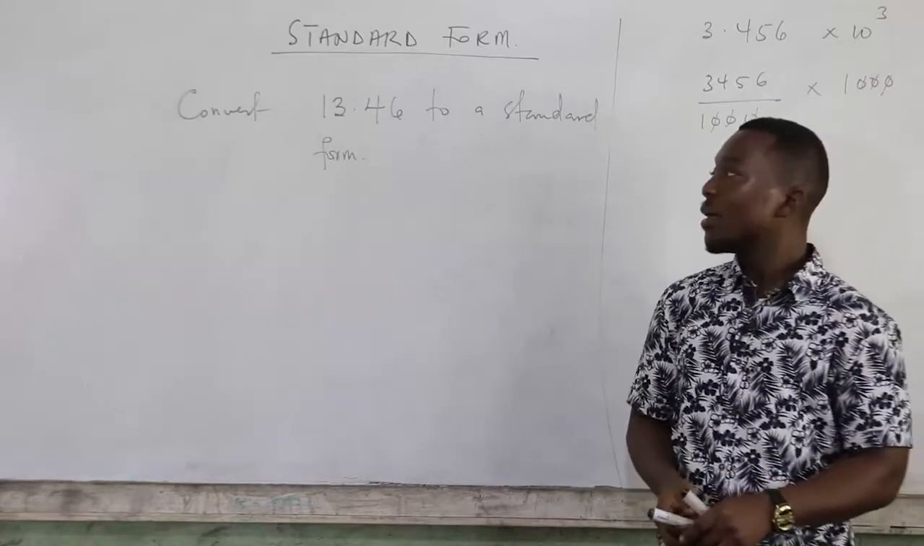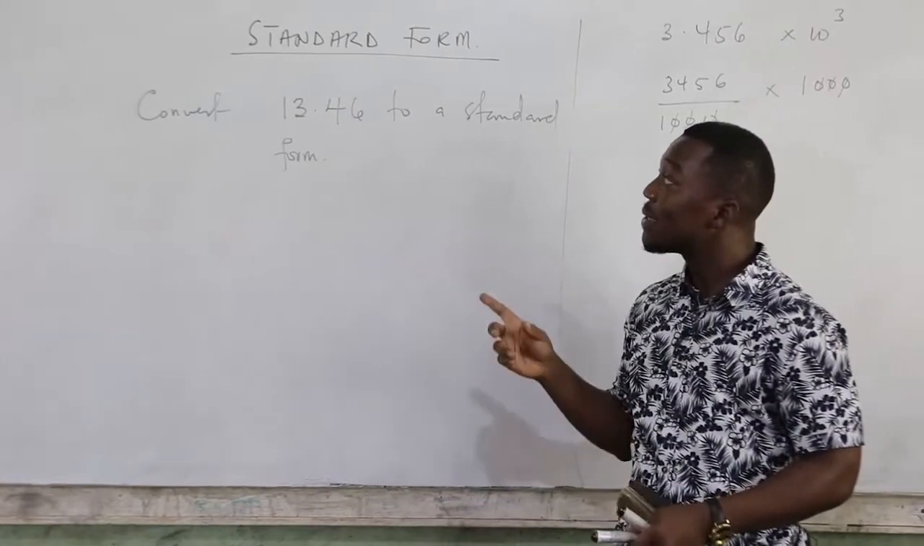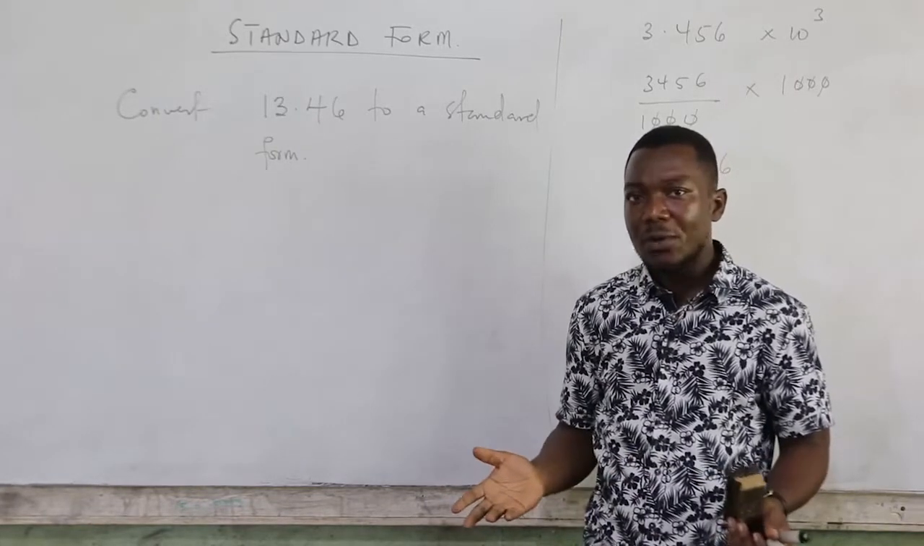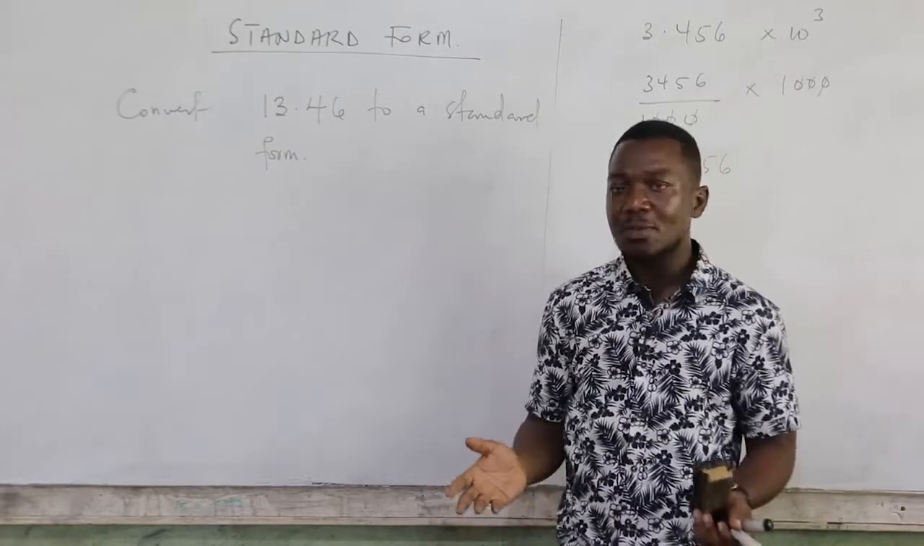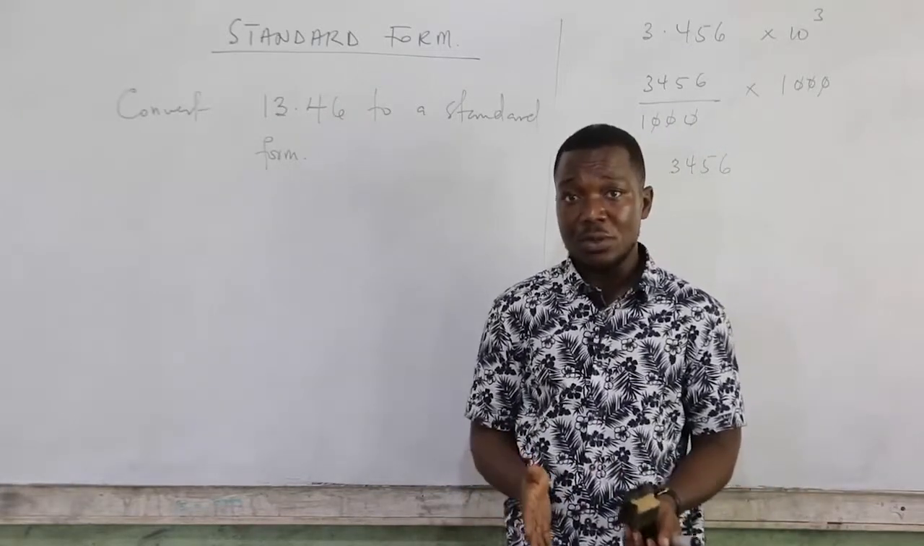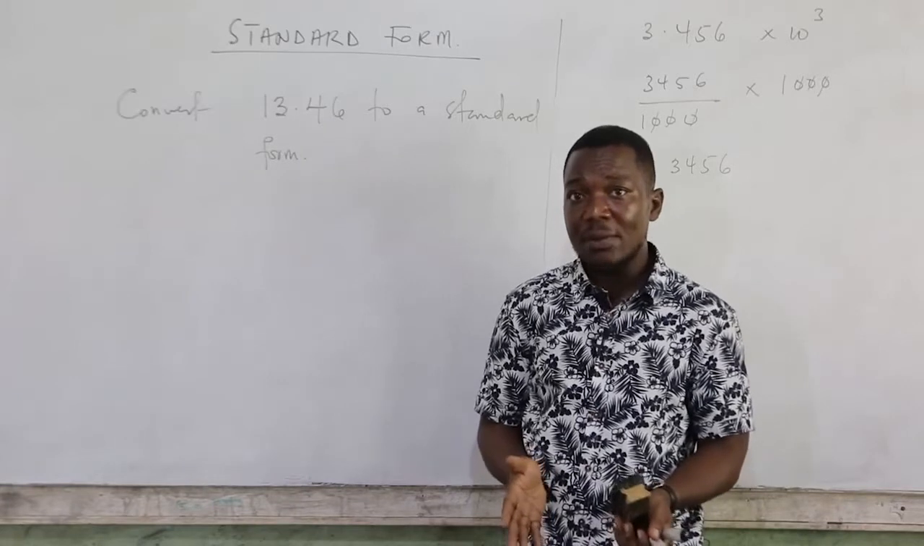Okay, here we have convert 13.46 to a standard form. This figure already contains a decimal. It means the decimal which was supposed to be here has been moved already. So we have to move it to the right place. And it's not at the right place at the moment.